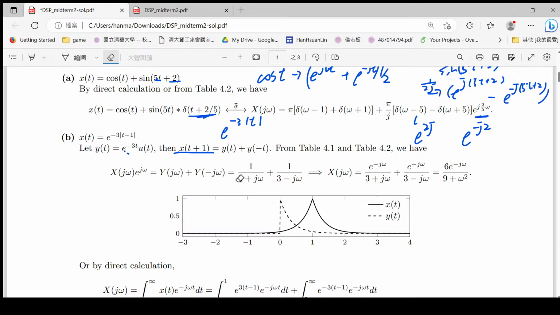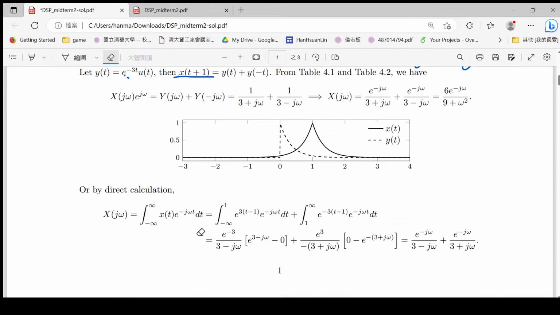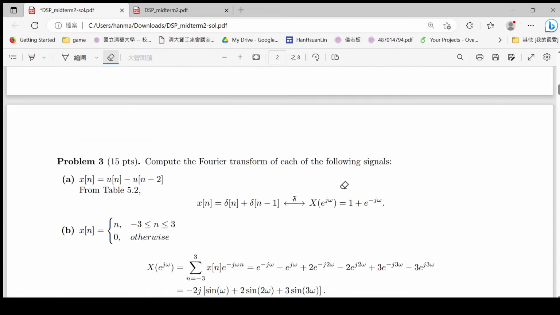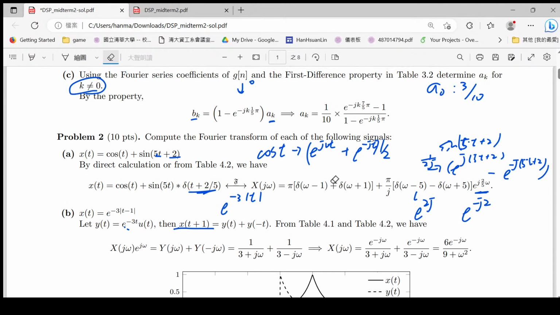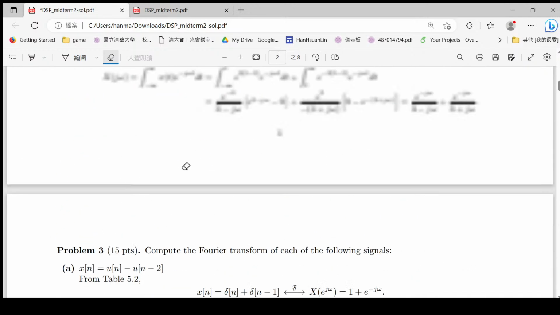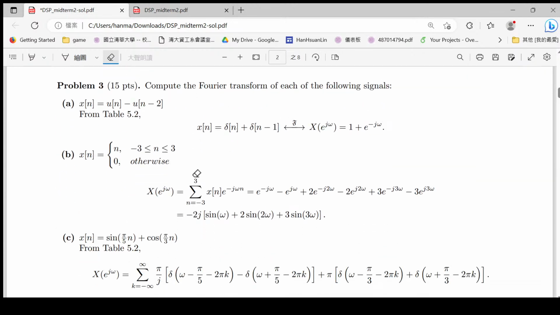And so you just divide this e to the minus j omega to the other side, then you get this as the answer. Okay. And you can also just do the integral, and it should give you the same answer. And wait, are we missing a problem? No. Okay. That's problem 2. Any question?